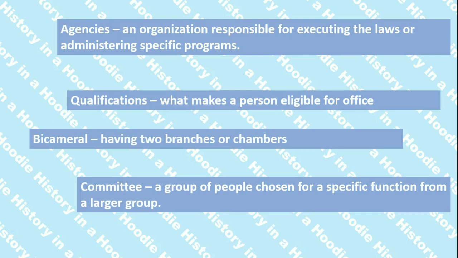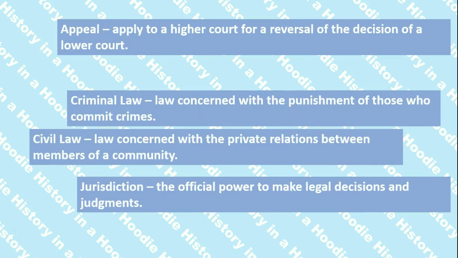An agency is an organization responsible for executing the laws or administering specific programs. Qualifications are what makes a person eligible for office. Bicameral means having two branches or chambers. A committee is a group of people chosen for a specific function from a larger group. To appeal means to apply to a higher court for a reversal of the decision of a lower court.